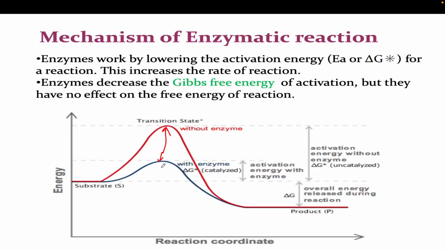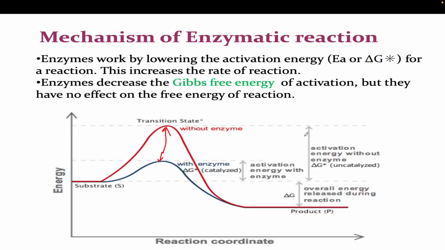Why is it lowered? Because after binding with the substrate, it stabilizes the enzyme substrate complex, so that it can easily lower this transition state energy and quickly convert the substrate to product. Here, with enzyme, the activation energy, this transition state energy, is also called the activation energy. So, activation energy with enzyme, and this is the activation energy without enzyme.